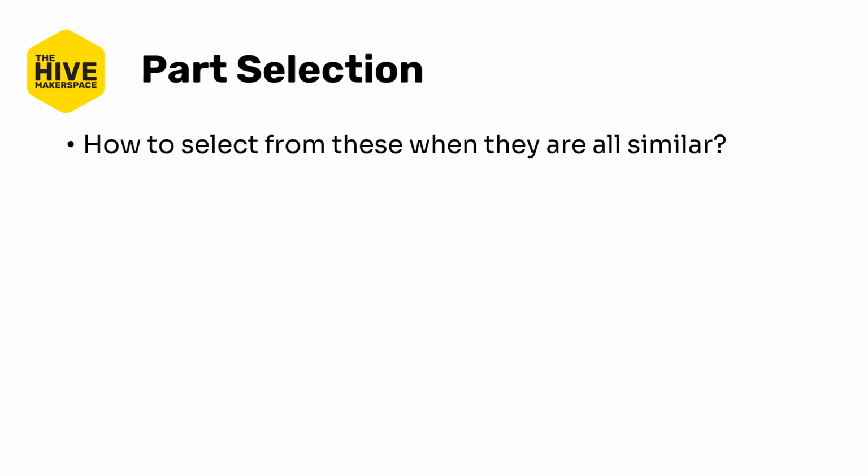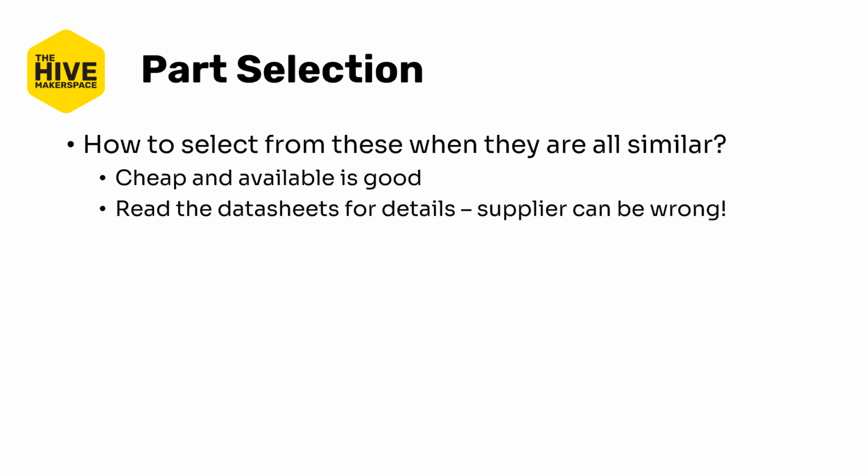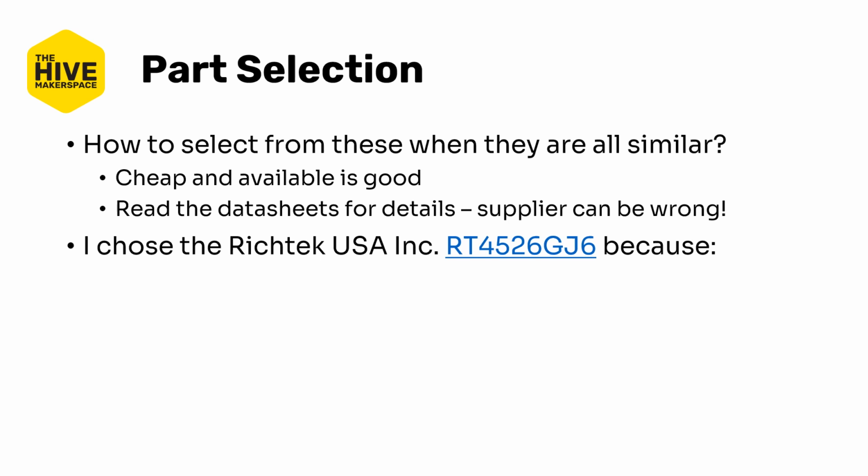So how did I actually down select from this when they are all pretty similar? Frankly, cheap and available is usually good, but also reading the datasheet is really, really important because suppliers can definitely be wrong in their filters and in their search outputs. So it's really important to double check what the supplier says with your datasheet and look through the datasheet for any additional useful bits and bobs that can be either beneficial or whatever the opposite of beneficial is to your design. So I chose this Richtek USA part called the RT4526 GJ6. The GJ6 is actually not relevant to the part name, but doesn't matter.